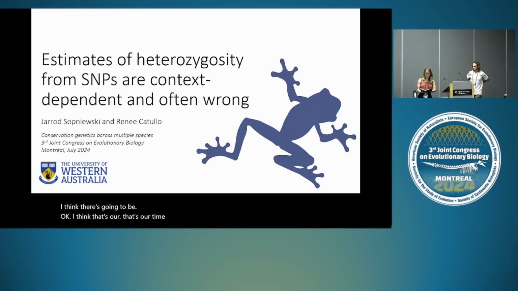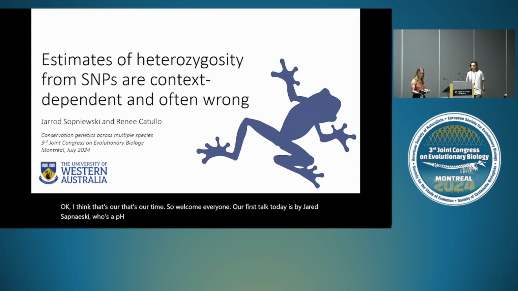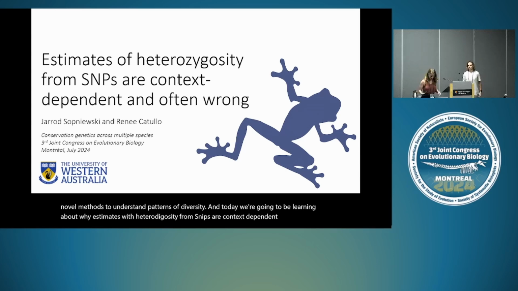So welcome everyone. Our first talk today is by Jarrod Sopniewski, who's a PhD candidate at the University of Western Australia. Jarrod's work focuses on devising novel methods to understand patterns of diversity. And today we're going to be learning about why estimates of heterozygosity from SNPs are context dependent and often wrong.